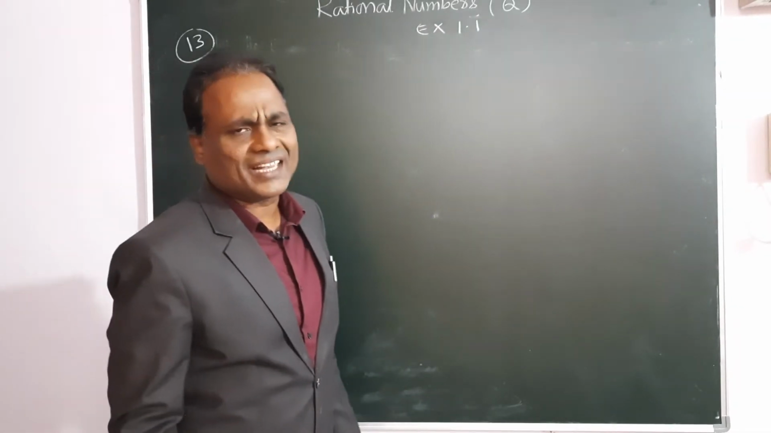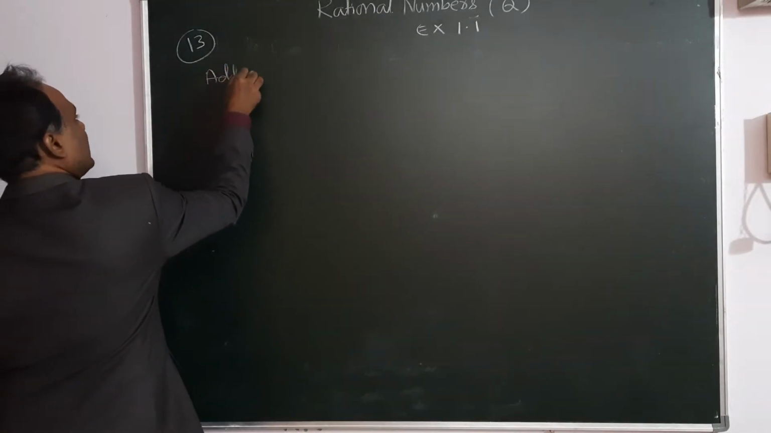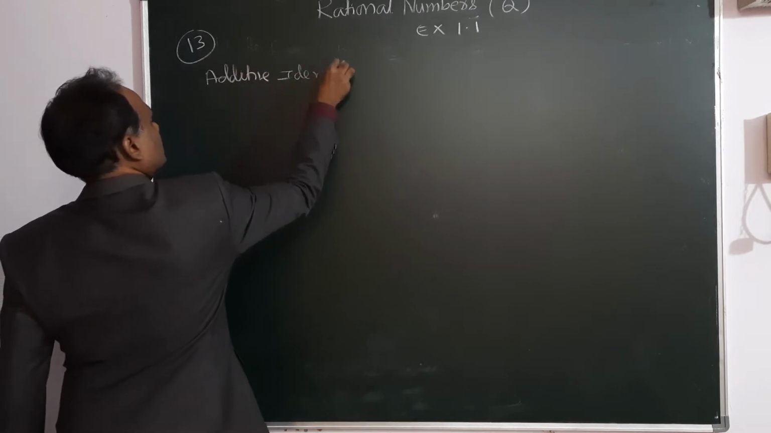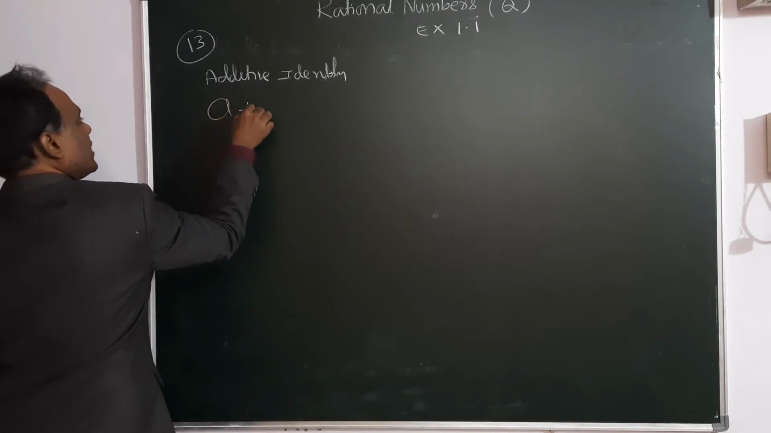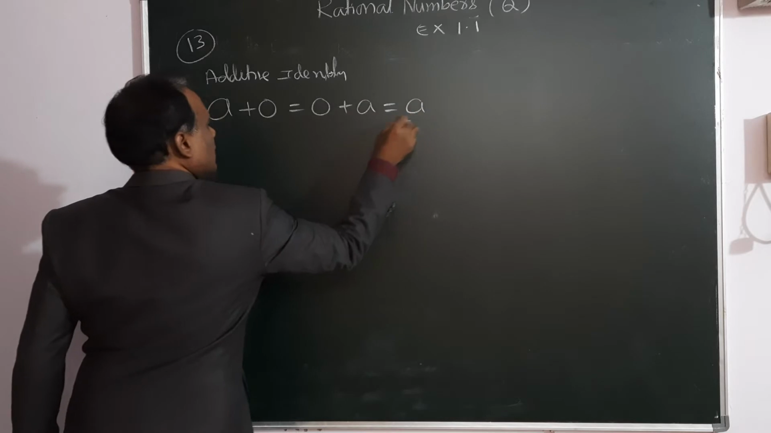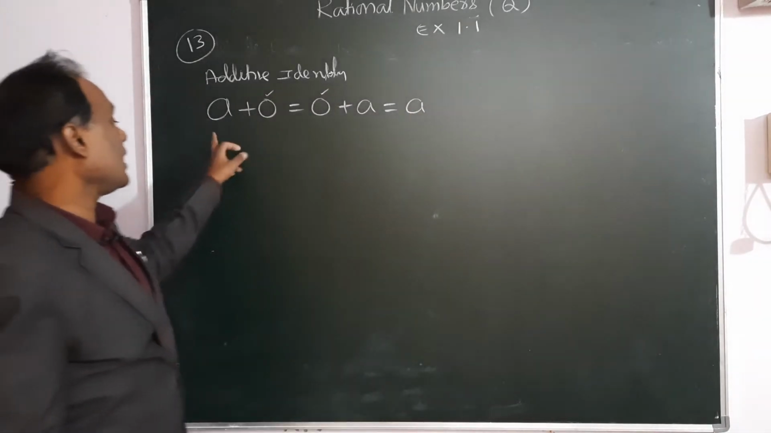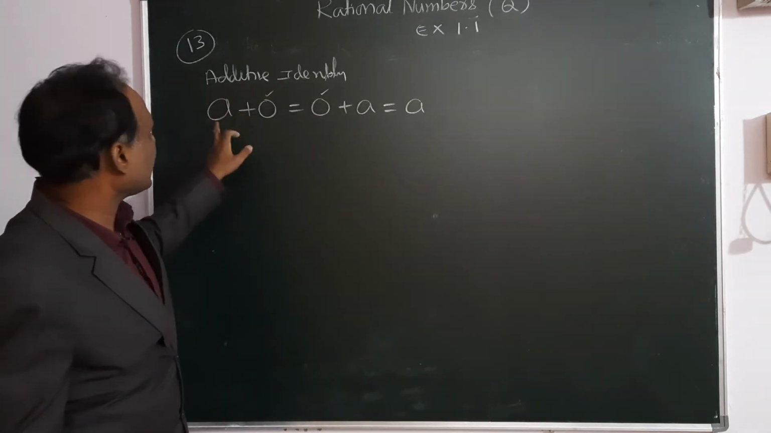What is the additive identity? See, additive identity means A plus 0 is equal to 0 plus A is equal to A. This 0 is called additive identity. Identity means we have to get the same number. This is under addition. Additive identity means under addition.